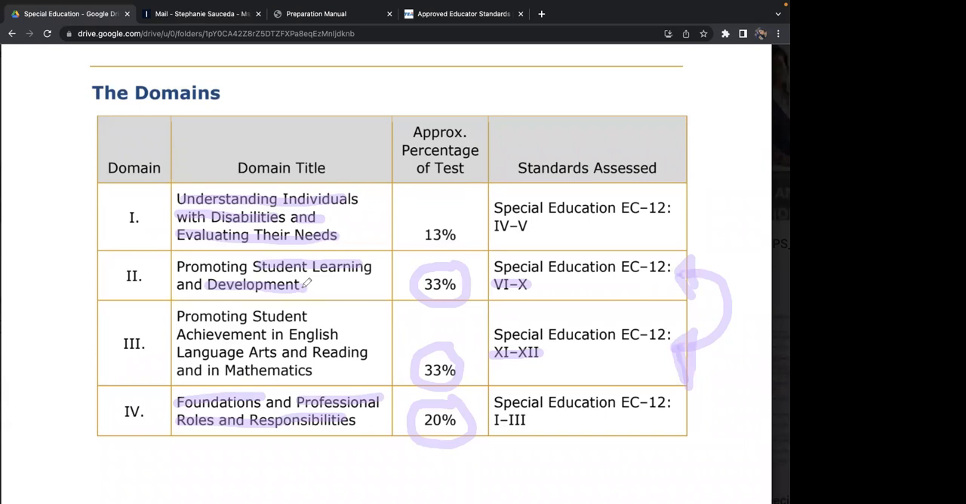And especially if they have been diagnosed with a particular disability that affects their performance in either one of those areas, of course we would follow along with what's in the IEP. But then there are just general best practices for teaching that you can do to help promote your special ed students' achievement in both English language arts and reading and math.